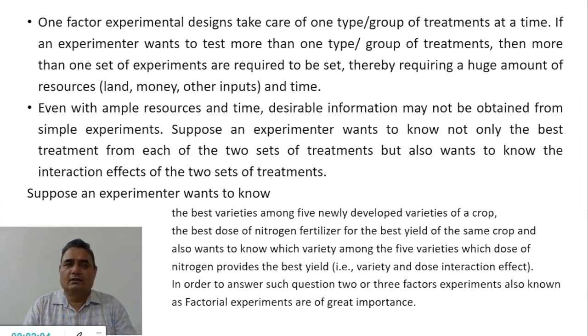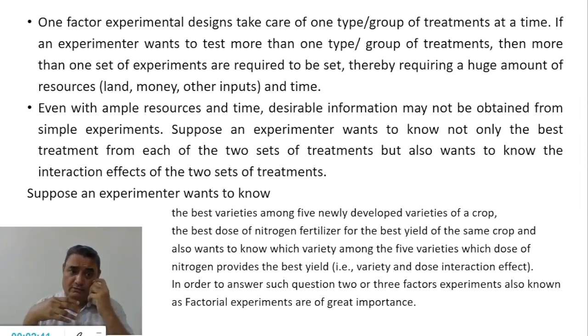Suppose the researcher wants to know the best variety among 5 newly developed varieties of a crop, the best dose of nitrogen fertilizer for the best yield of the same crop, and also wants to know which variety among the 5 varieties, which dose of nitrogen provides the best yield. So here he is interested in the interaction of varieties and doses of nitrogen, or their interaction effect.